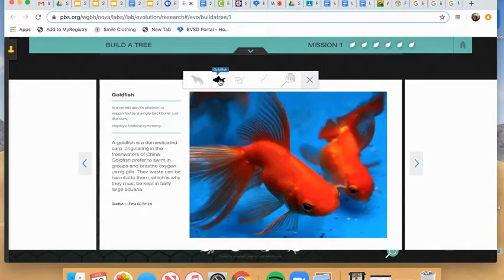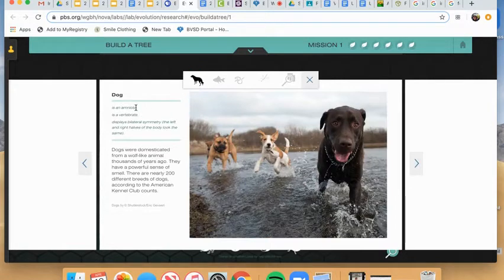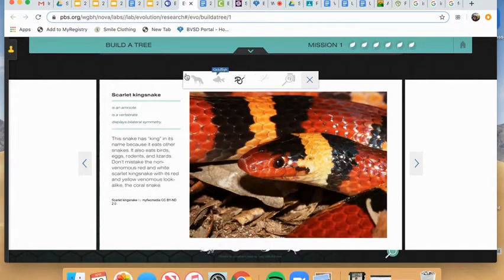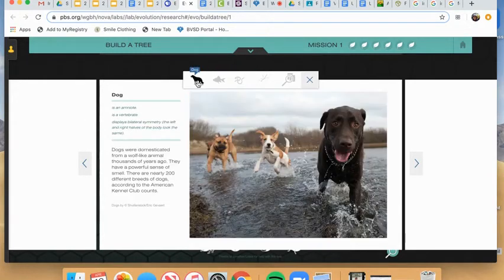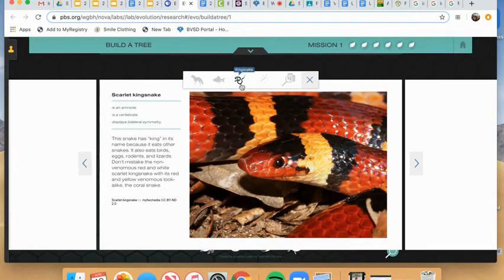Let's click on the goldfish. The goldfish is also a vertebrate, and it also displays bilateral symmetry. The only thing that the goldfish doesn't have that the dog had was this amniote thing, which we still don't know what that means. The third is the king snake. The king snake is an amniote, it is a vertebrate, and it displays bilateral symmetry, which is all the same things as the dog.